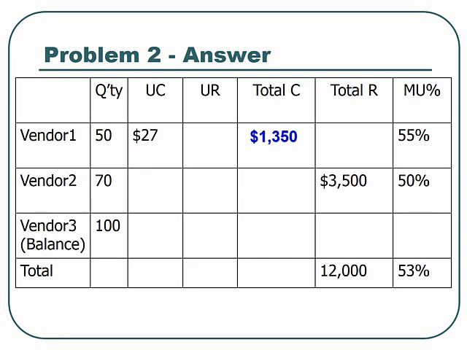So total cost was 1,350. 50 times 27 equals 1,350. Okay. Now that we know the total cost of the purchase from vendor 1, can we also figure out some other cells in the same row, the vendor 1 row? Yes, we can next figure out the total retail value of vendor 1. How do we do that?